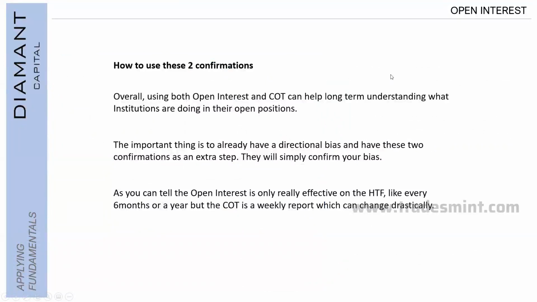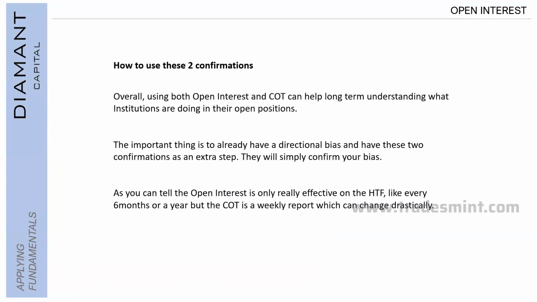So like I've said, how to use these confirmations. Overall, using both the open interest and commitment of traders report can help long-term understanding of what institutions are doing in their open positions. Now, the important thing here is to already have a directional bias before you get into any of that and have these two confirmations as simply just an extra step. They will confirm your bias.